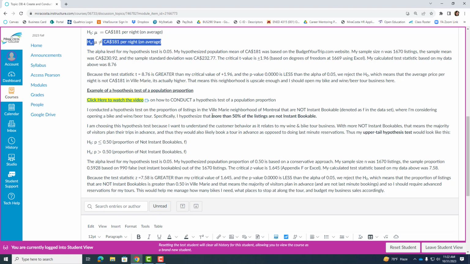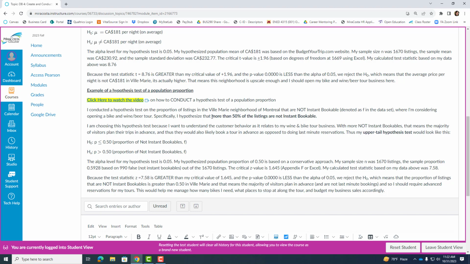So that's why I came up with this hypothesis. And I want to understand customer behavior as it relates to my business. Because if there are more not instant bookables, that means the majority of visitors plan the trips in advance and would likely book a bike and wine tour in advance as opposed to doing last minute reservations.